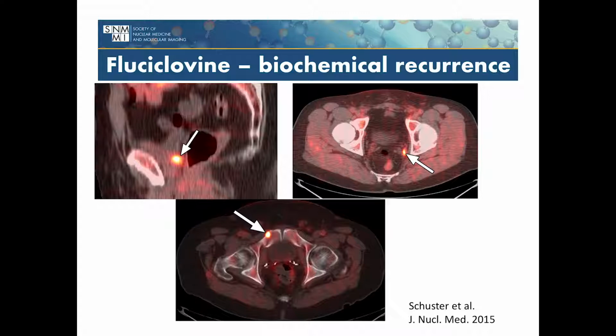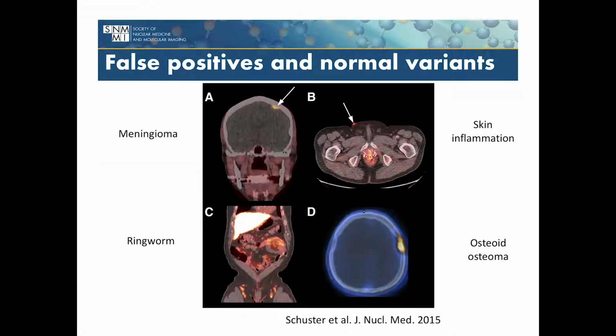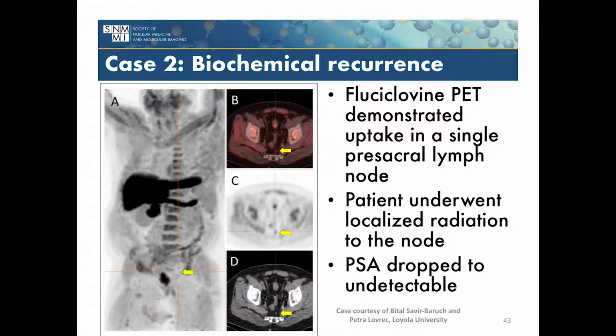Nice review article here from David Schuster at Emory. Here are some interesting examples, again of false positives and normal variants. We're learning all these as we go with these scans. So A, in the top left, there's some uptake in an extra-axial mass in the head. So it's a meningioma. B, we have some uptake on the skin. This is just skin inflammation on exam. Here we have some uptake in lymph nodes in the inguinal region. This is ringworm. And then on the bottom right, we have single uptake in the skull. This turned out to be an osteoid osteoma. So some nice examples. Returning to this case, what did they actually do with this patient? We had the single uptake in the presacral lymph node.